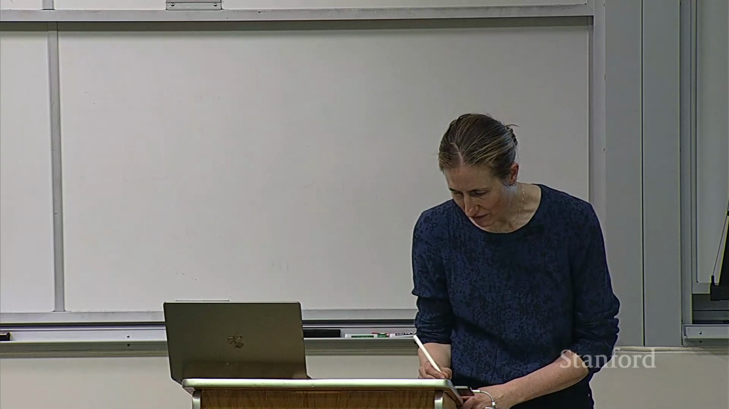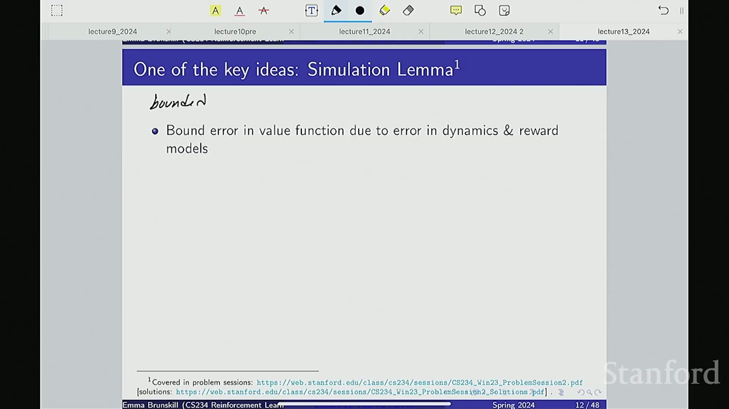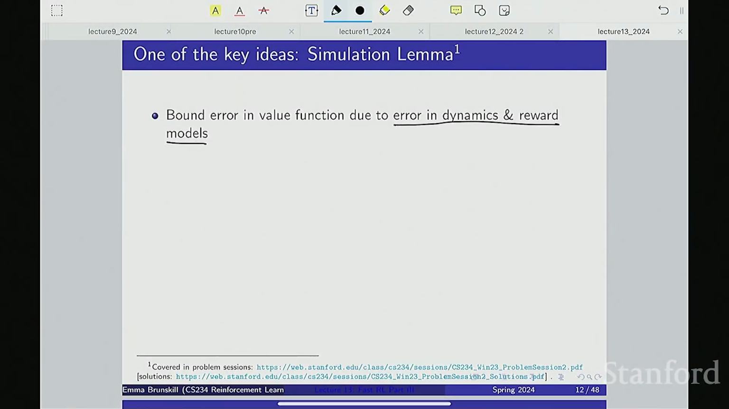It's going to say that if we just ensure that we have good predictive models, we can relate our error in our predictive models back to our value function. So let's at least sketch that. This is going to be for tabular settings, so we're going to assume that we're back in a finite set of states and a finite set of actions. This is one proof of the simulation lemma.